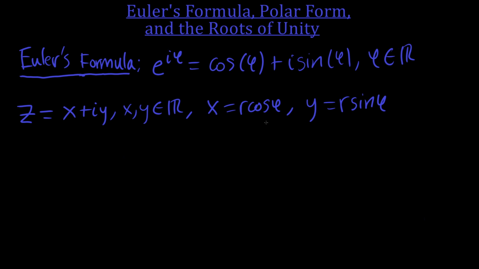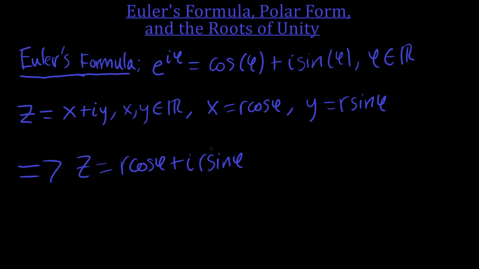Great. Now r cosine phi and r sine phi look pretty similar to what appears in Euler's formula, right? Because in Euler's formula we have cosine phi plus i sine phi. So let's see if we can sub in r cosine phi and r sine phi for x and y and see if that gets us closer to something we can use from Euler's formula. So this implies that z equals r cosine phi plus i r sine phi, right? And this is pretty close to what we have in Euler's formula. The only difference here is that we have this r term floating around in here.